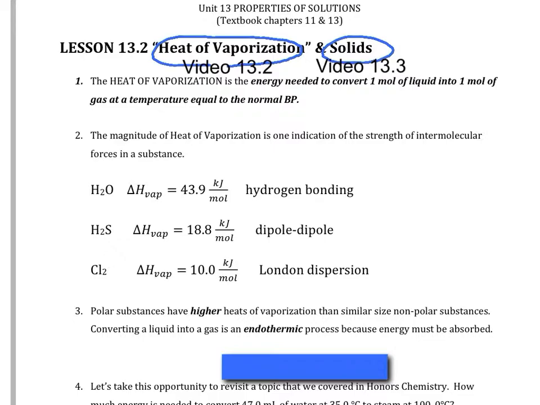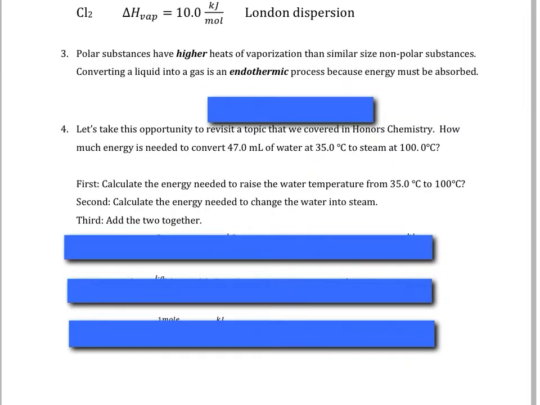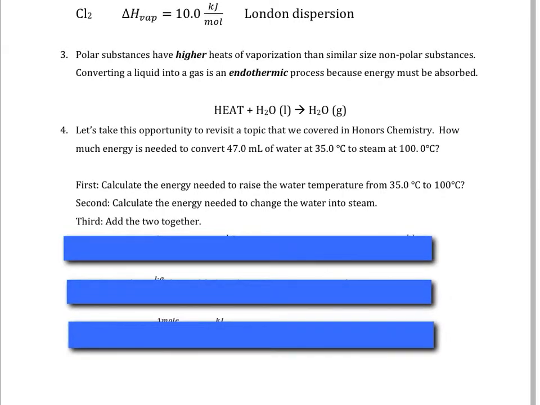What this demonstrates is that as the intermolecular forces increase, so does the enthalpy of vaporization. So polar molecules will have higher heat of vaporization than nonpolar molecules if they are similar size. Because remember, dispersion forces increase with molar mass. So when we say similar size, we want to make sure that the molecular weight is not a factor. Also remember that converting a liquid into a gas is an endothermic process because energy must be absorbed. So if I wrote this into an equation, I would make sure that heat is on the reactant side.